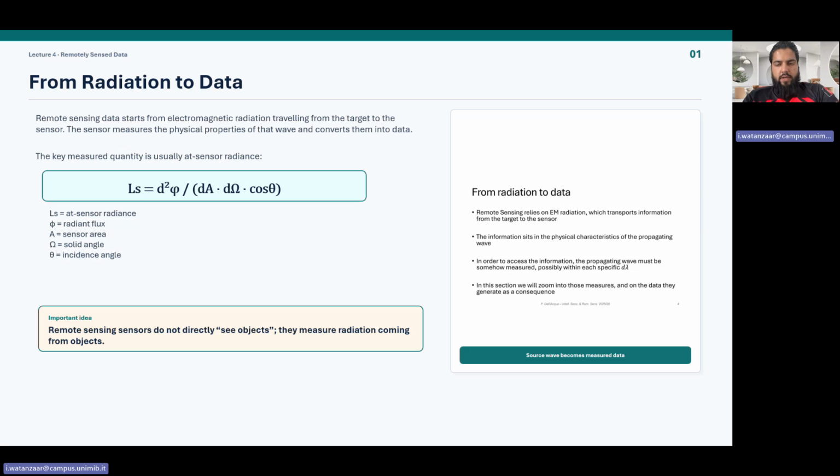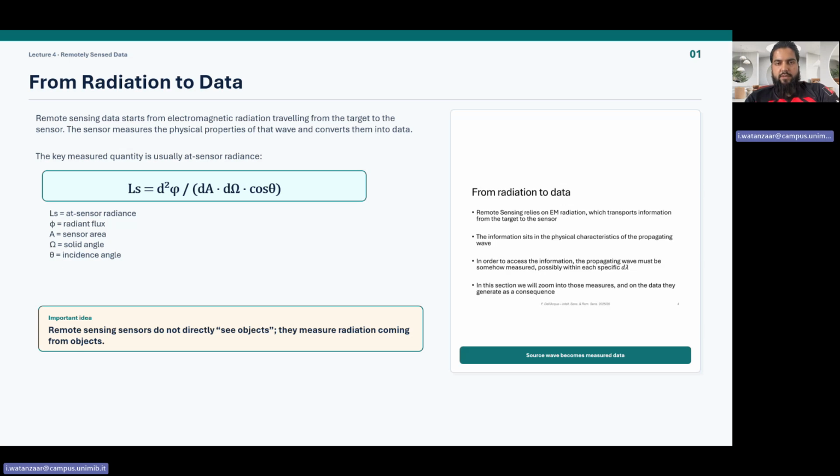Here we are starting the remote sensing products, the fourth lecture, which is the first lecture of the remotely sensed products. It is remotely sensed data. This new lecture is composed of 18 slides, and it discusses how we can extract information from the electromagnetic bounced-back signals. This lecture is mainly talking about this whole stuff. Lecture 4, remotely sensed data from radiation to data.